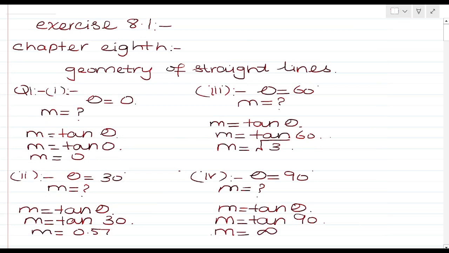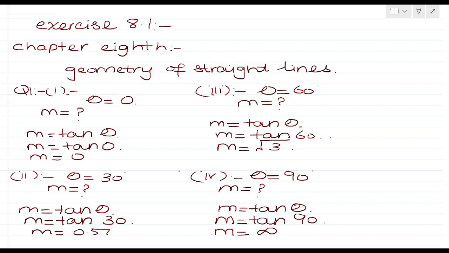Today we are going to start exercise 8.1 from geometry of straight lines. Okay, starting with the first question, we are given the value of our inclination, which is our angle, as 0, and we need to find its gradient. Gradient can also be referred to as slope.